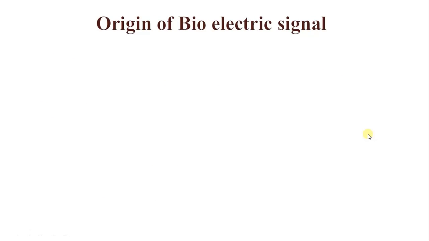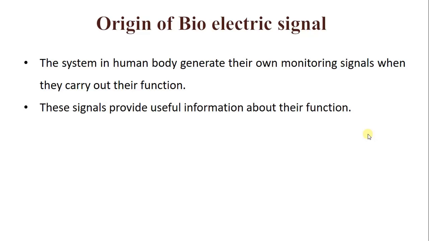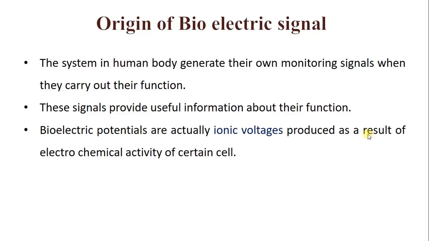Now coming to the origin of the bioelectric potential. So we know the structure of the cell. Now we will see how the bioelectric signals are generated. The systems in the human body generate their own monitoring signals when they are carrying out different functions. The signals which are generated provide us useful information about the function they are carrying out. Bioelectric potentials are usually the ionic voltages produced as a result of the electrochemical activity of certain cells.